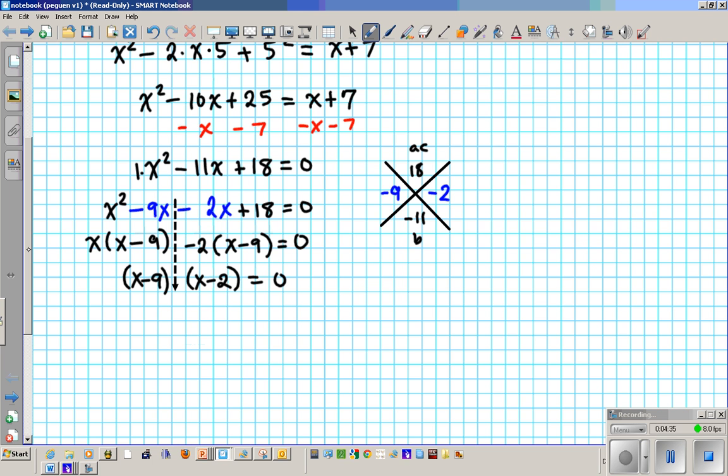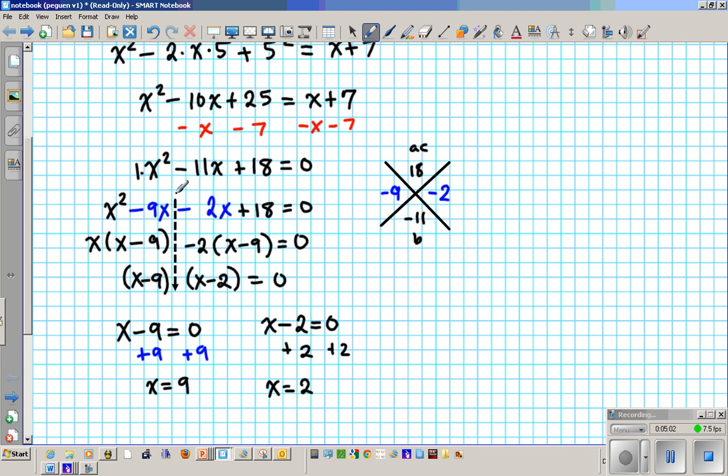Now, to apply the zero product property, we set each factor to 0. So we have x minus 9 equals 0, and x minus 2 equals 0. To solve the left side, you add 9 to both sides. x equals 9. That's the first possible solution. And for this one, you add 2 to both sides. x equals 2 is our next possible solution.